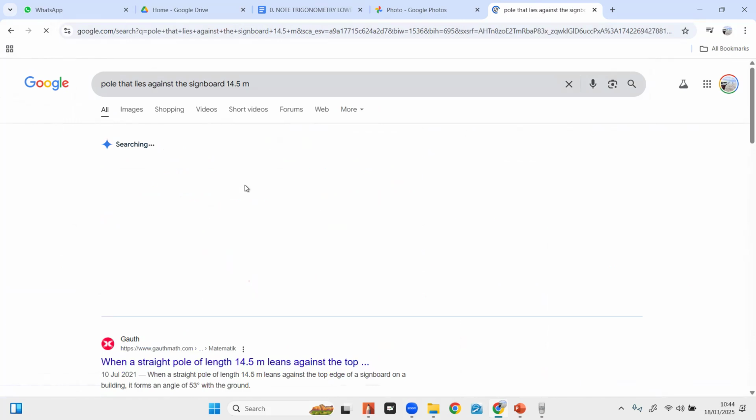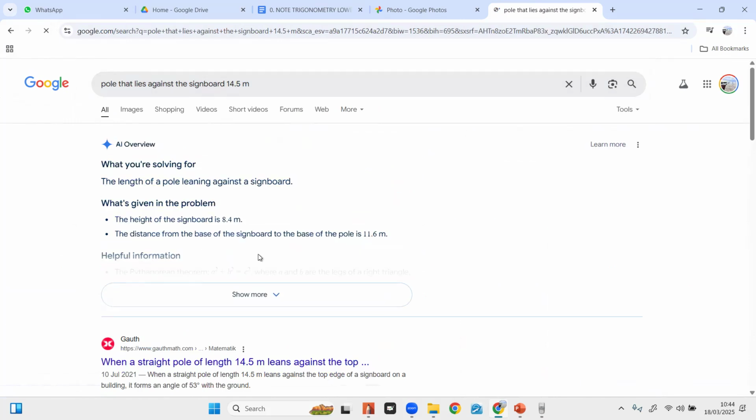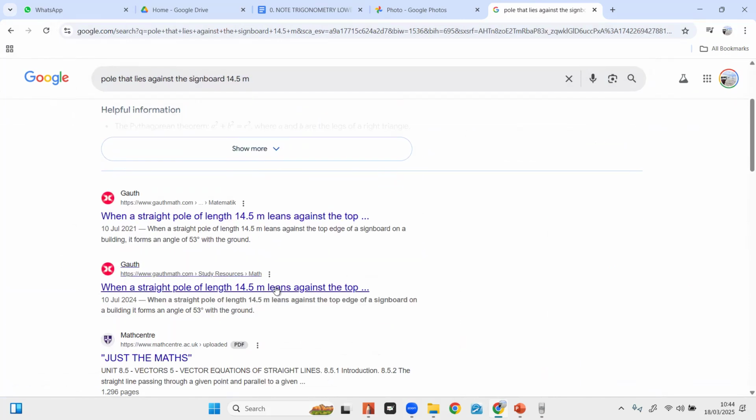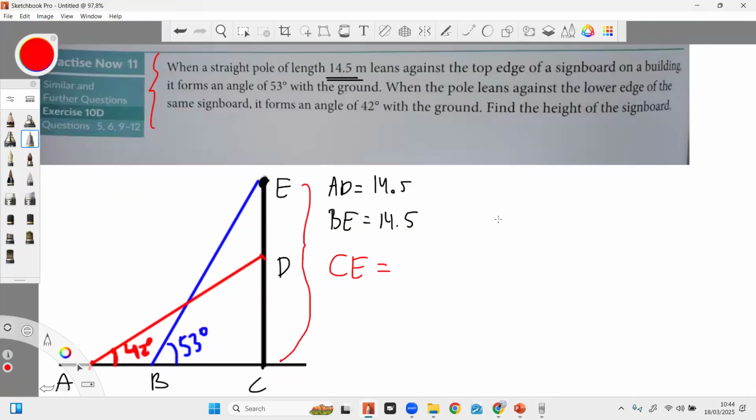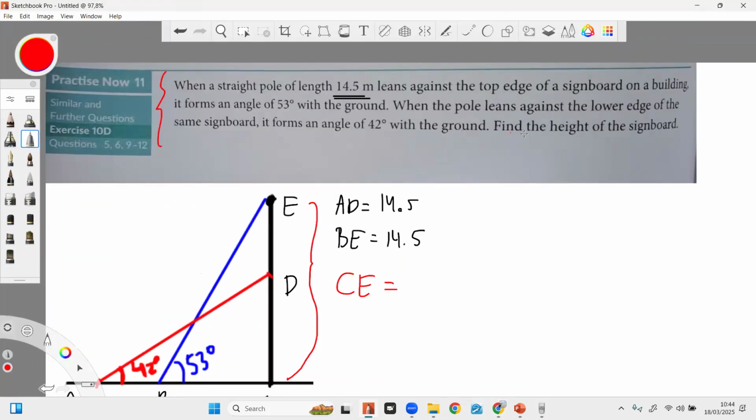14.5 meter. Yeah. Look at the question, okay? Here. Top edge of a signboard of a building. When the pole leans against the lower edge. Yeah, only 53, but is it that easy?